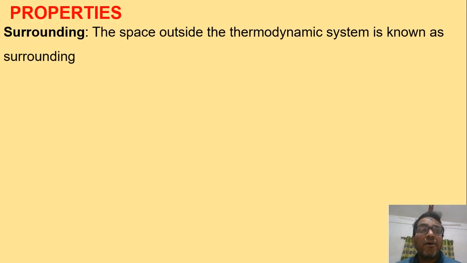Now the space outside the thermodynamic system is known as the surroundings. Suppose a system like the refrigerator, I'm just giving a simple example. The refrigerator is basically used for cooling the systems. So if we consider the outside of the system, that is the surroundings. So the space outside the thermodynamic system is known as the surroundings.